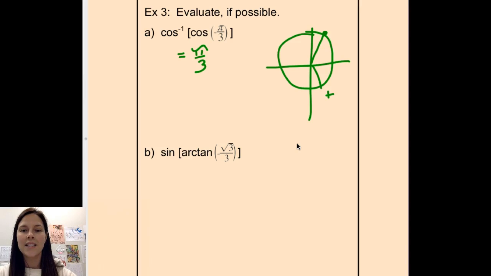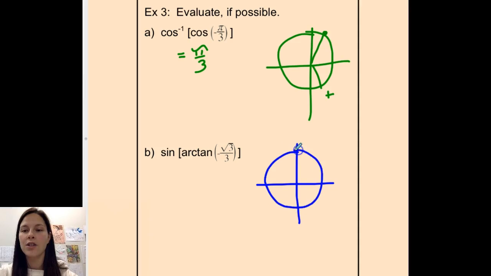One last example, we have sine of the arctangent. So this one, of course, is not straightforward. We have to figure out what the arctangent of negative root 3 over 3 is. Our arctangent, or tangent inverse range, is from negative pi over 2 to positive pi over 2. Tangent, of course, is negative in the third quadrant, and we need to think about which angle gives us that root 3 over 3 value.